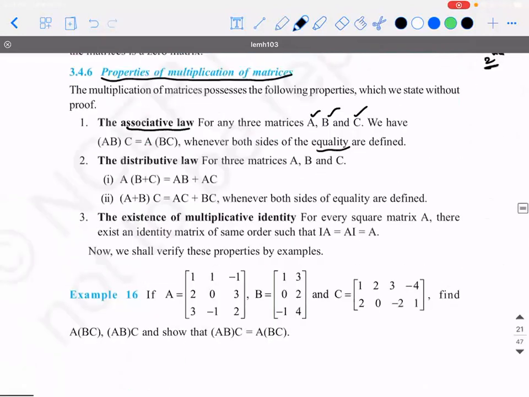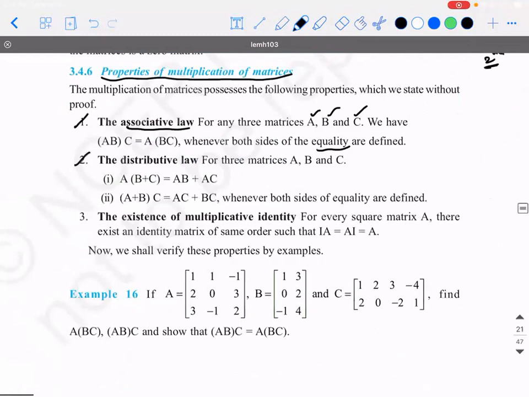Next is the distributive law. If you multiply A with the sum of B and C, or multiply AB and AC separately and add them, they both give the same value. Similarly, if you add A and B and multiply with C, post multiplication, then AC plus BC will also give you the same value.